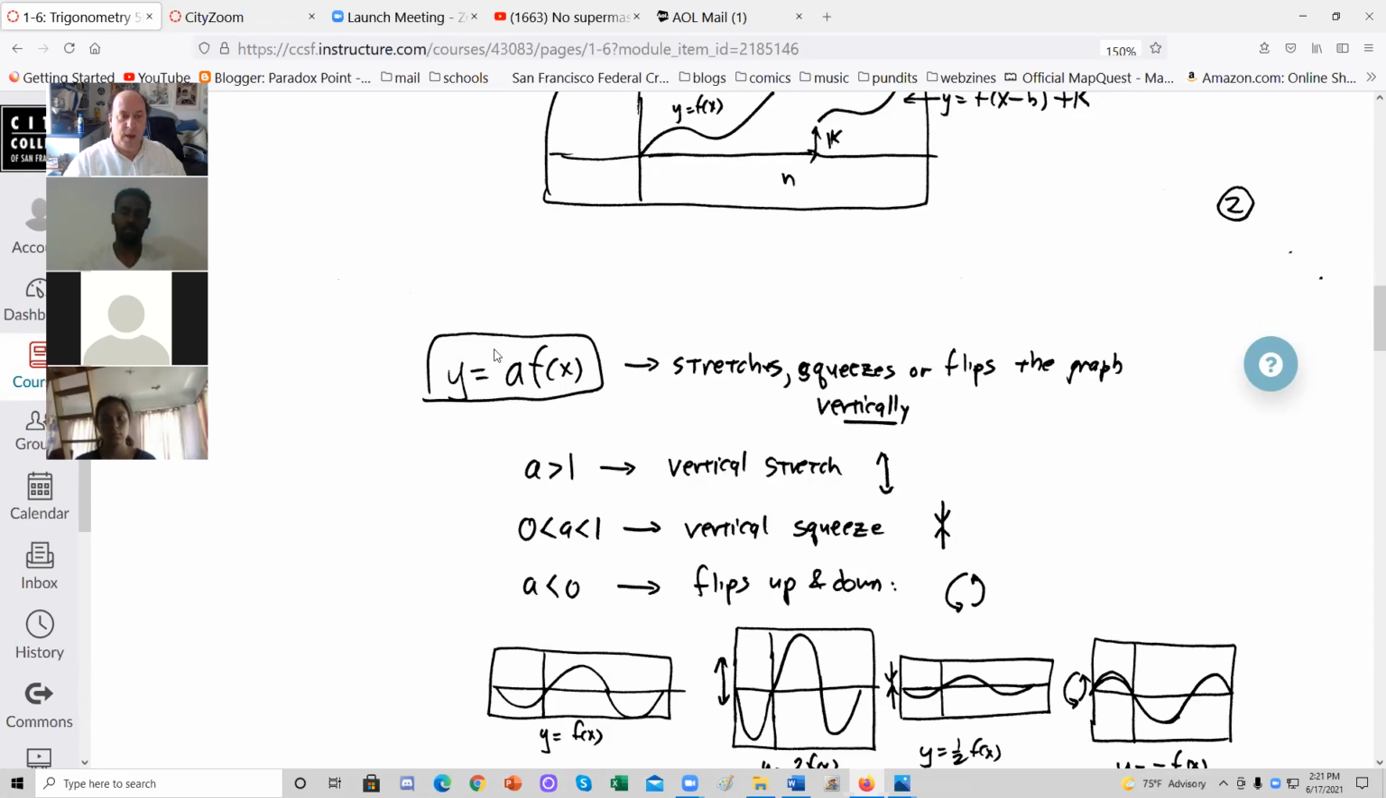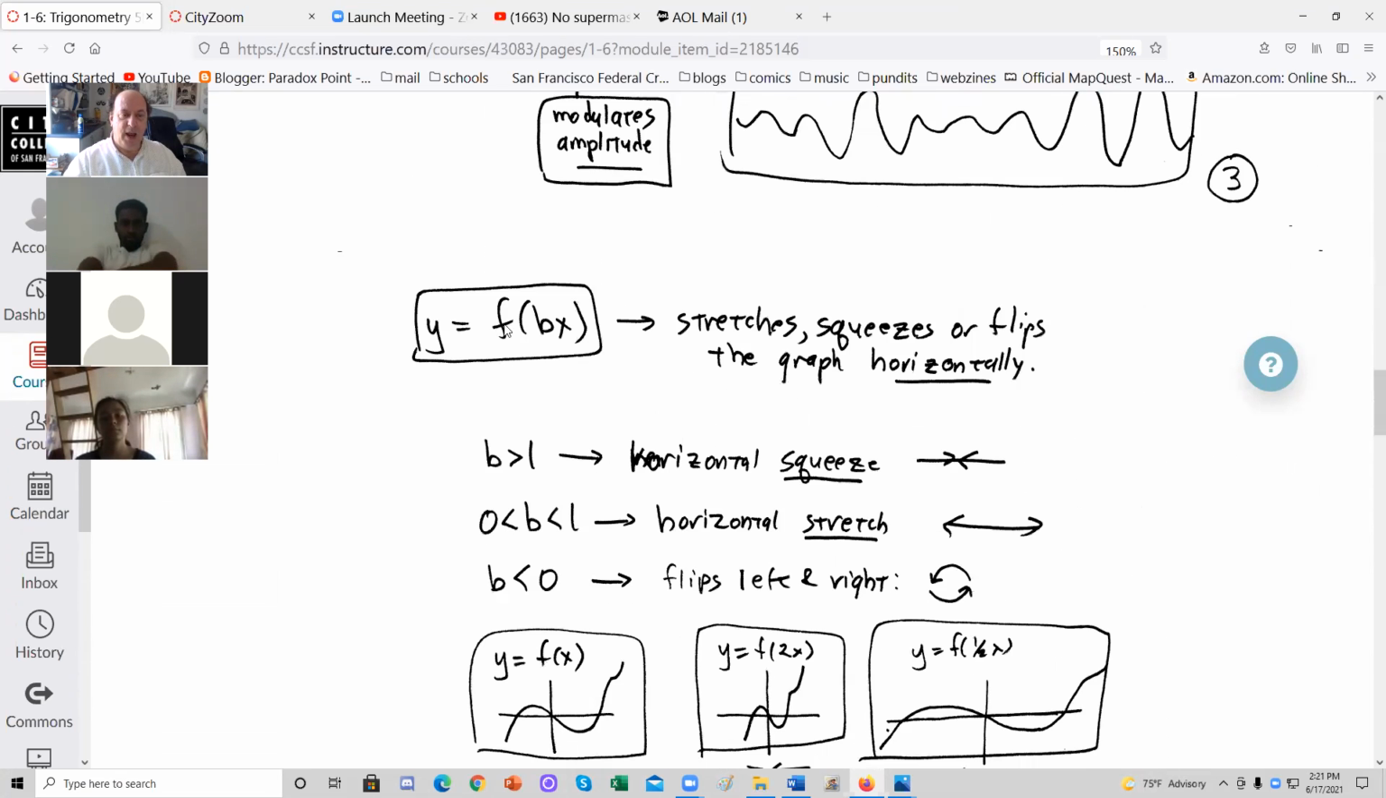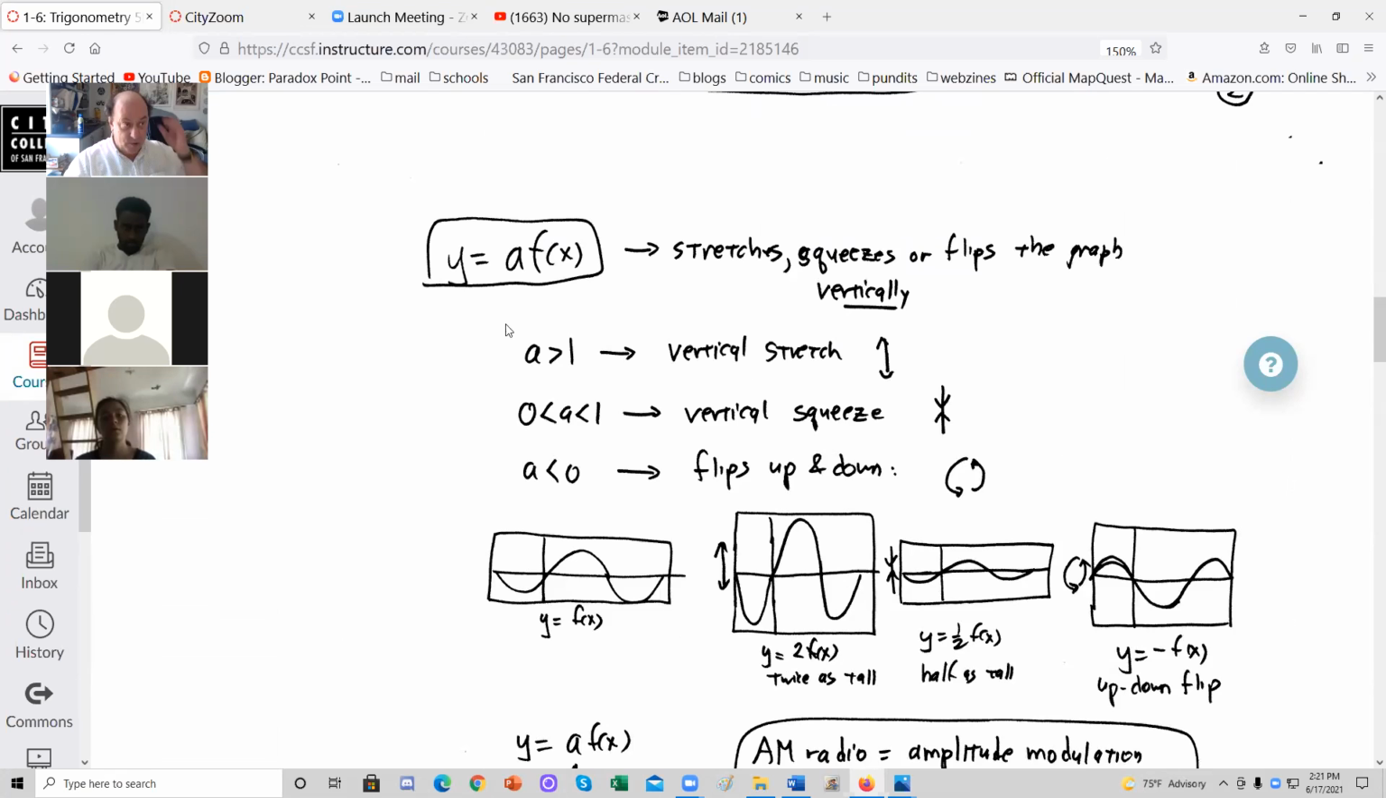For instance, now here we're going to multiply instead of adding and subtracting. We'll multiply outside the function and inside the function. And as before, we'll do opposite things in perpendicular directions. So a f of x stretches, squeezes, or flips the graph vertically. If a is bigger than 1, that's a vertical stretch, it's taller. Here's f of x, here's 2f of x, twice as tall. If a is between 0 and 1, it's a vertical squeeze, it's shorter. So here's y equals f of x, here's y equals half f of x, it's half as tall.